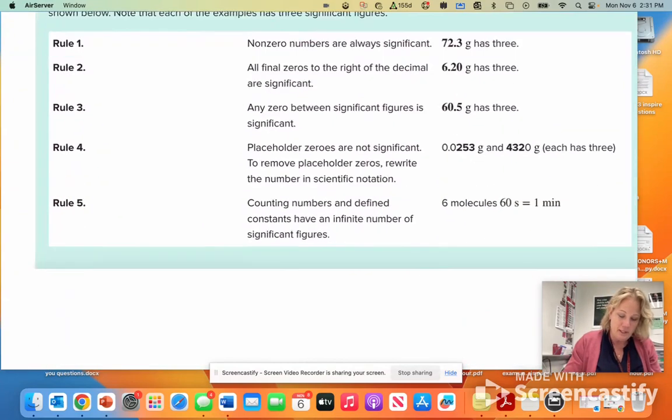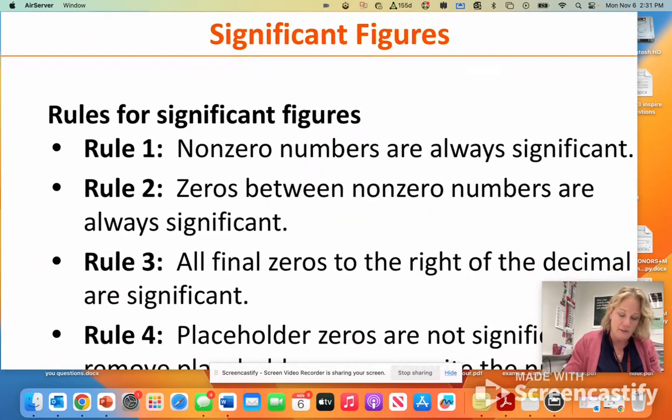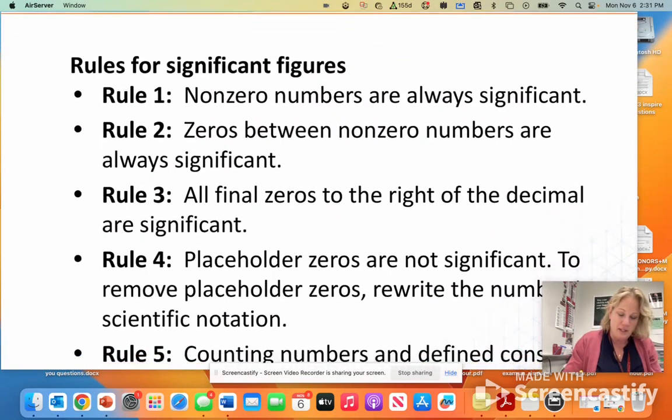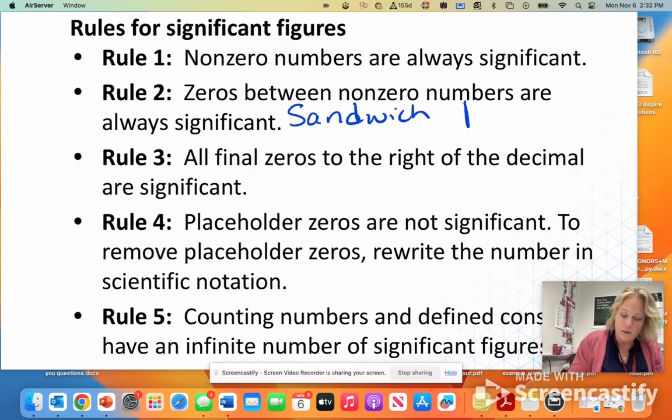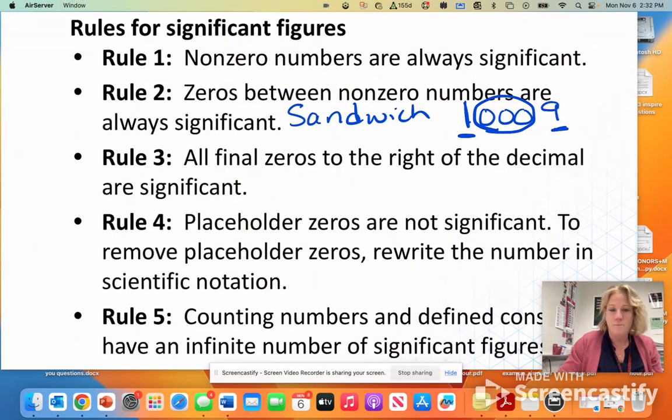So determining sig figs, the rules are on the POGL, very similar to these. Any number that's not a zero is automatically a significant figure. It was part of the measurement and the estimated digit. It's those zeros that are harder to deal with. Zeros that are, I call this the sandwich rule. If you have a 1, which you know is a significant figure, and then you have a 9, these are significant. So then the middle part has to also be significant.